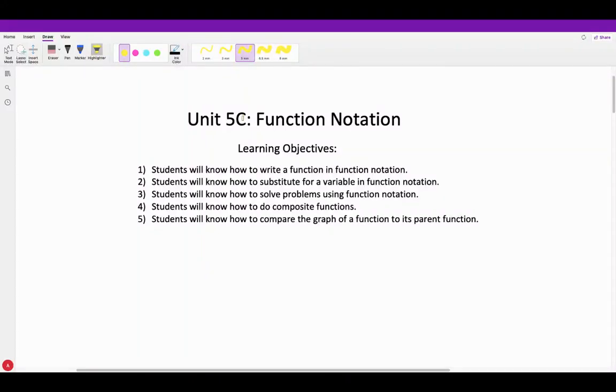All right, so we're now moving on to the next section, and that's section C, which is function notation. There's quite a bit that we want to talk about in this video, so I'm going to go through this introduction just a little bit faster than normal and hope that we can keep this video shorter.